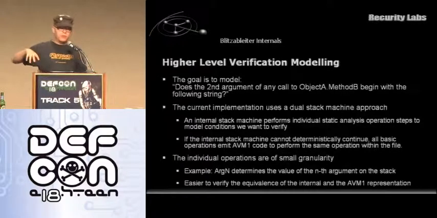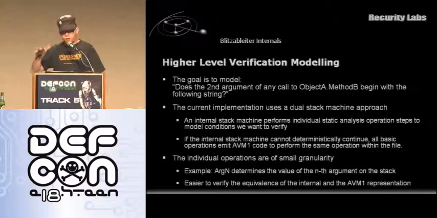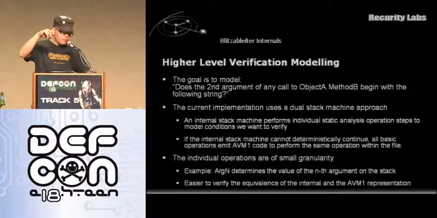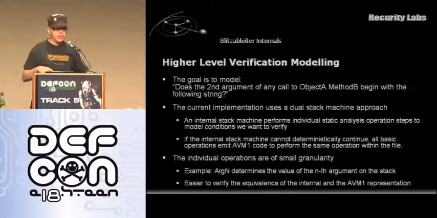On top of that, we're still working on, but it's already part of the code, higher level verification. So you can essentially say, this is the object, this is the method, and I want to have the following string comparison with the second argument of this method call, no matter if it's AVM1 or 2.